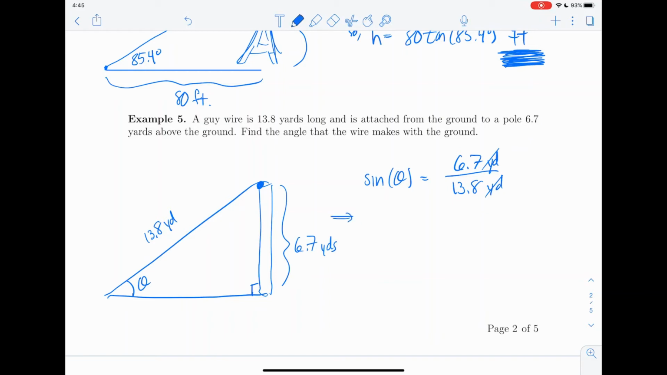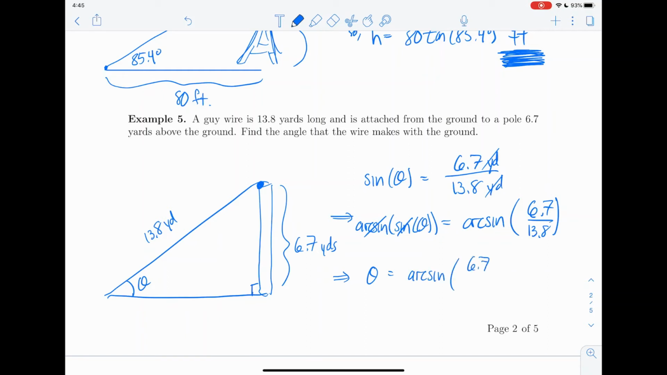So here I'm going to get the arc sine of the left-hand side is equal to the arc sine of the right-hand side. Now the observation is that the arc sine of the sine will cancel because this angle is of course in quadrant 1. And so that tells us at the end of the day that the angle theta is equal to whatever the arc sine of 6.7 over 13.8 is.